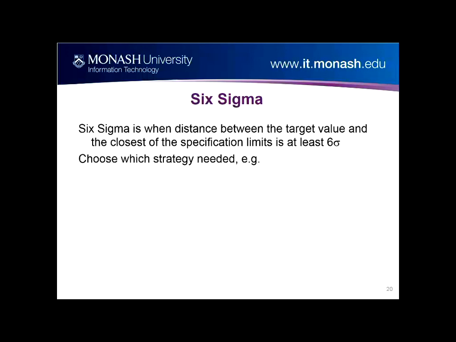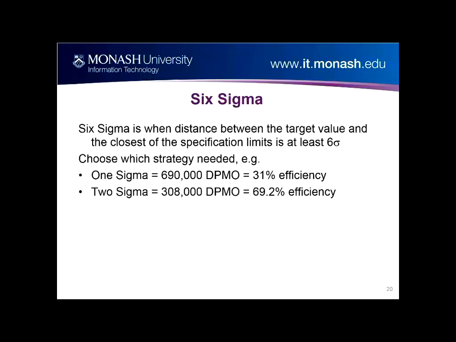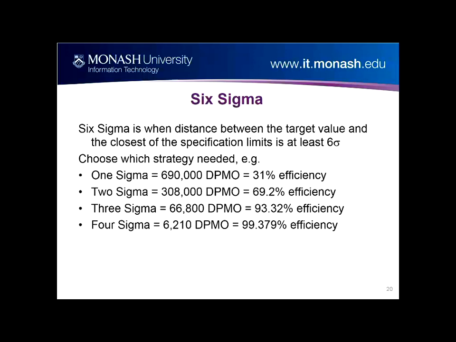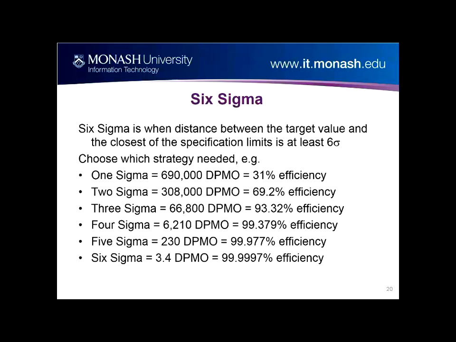So 6 sigma is when the distance between the target value and the closest of the specification limit is at least 6 sigma. Choose a strategy. Which sigma do you want to choose? Of course, you want to choose the most efficient one. So what is the efficiency? You try to achieve the higher efficiency. We want high efficiency and high effectiveness.